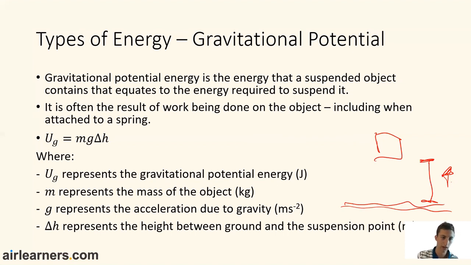So the formula for that is UG equals mg delta H, where UG is the gravitational potential energy, again in joules. M represents the mass, in kilograms. G represents the acceleration due to gravity. Some people just say it's the force due to gravity. It's not, it's just the acceleration, and that's in meters per second squared. And delta H represents the height between the ground and the suspension point. So it's this bit over here that I drew out before. So that is the change in height, or the height above ground if it's being suspended from the ground.